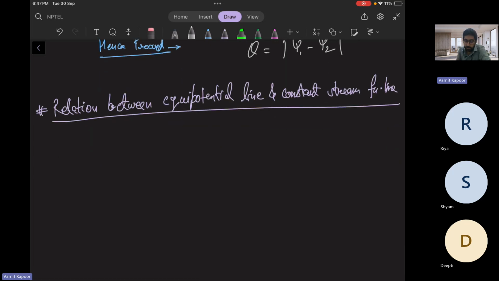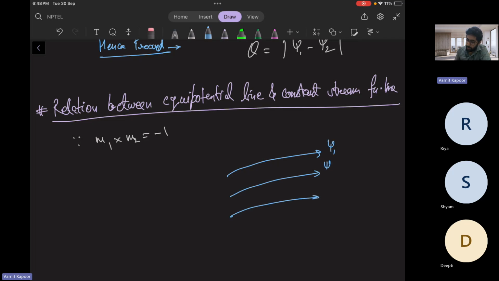Okay, so from mathematics we know that the product of the two slopes is negative, that is, first slope times second slope is -1. So our flow net is defined like this. Suppose these are your streamlines psi1, psi2, psi3, and the equipotential lines are like this: phi1, phi2, phi3, and both are perpendicular.